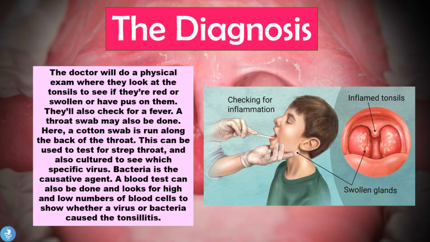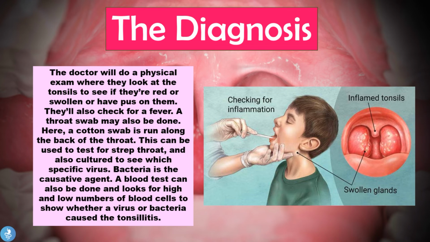So a blood test can also be done, and this will look for high and low numbers of specific blood cells to show whether a virus or bacteria has caused the tonsillitis. So during the physical examination, the doctor will check for the inflammation, the redness, the swollenness, as well as these yellow or white spots on the tonsils. A throat swab can also be done, and this sample can be either tested for strep throat, which is a Streptococcus pyogenes infection, or it can be sent off to a lab to look for other specific viruses and bacteria. As we mentioned, there's quite a few causative organisms in the development of this disease.